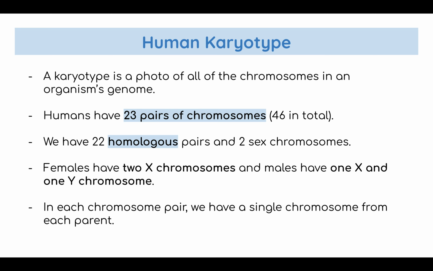And in those 22 homologous pairs, and your sex chromosomes actually, in all of the pairs, there is 1 chromosome from your mum and 1 chromosome from your dad. So that is why you have got 2 copies of every single chromosome, and they contain both the same genes, but they might be slightly different versions of the same gene.